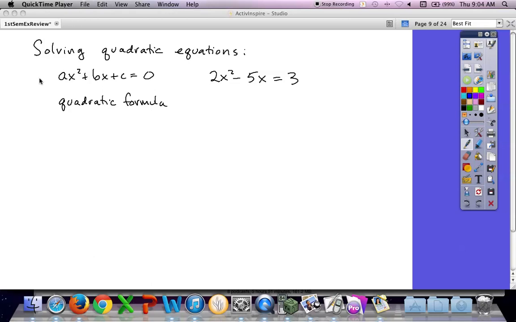And then, always make sure you've got standard form equals 0, and then you have options for how you solve something like that. The quadratic formula, though, is the one that always works, and it's given to you on the formula sheet. So you definitely want to remember that one. The quadratic formula always works.